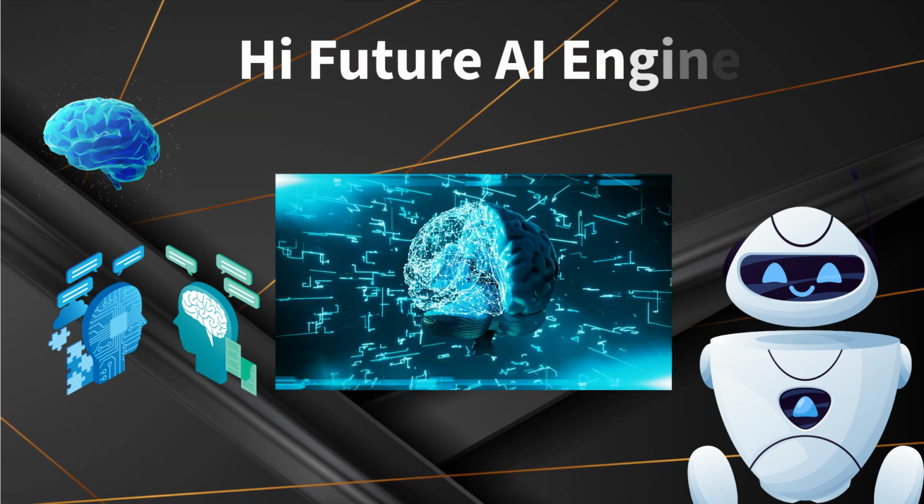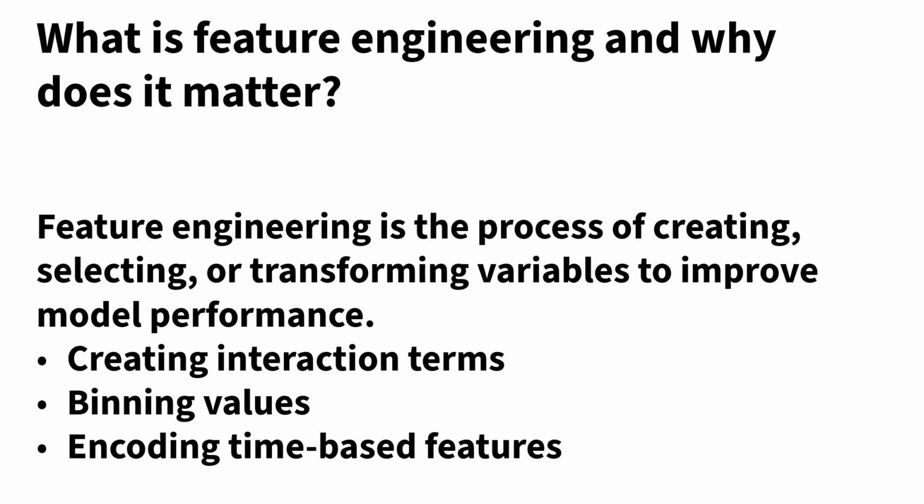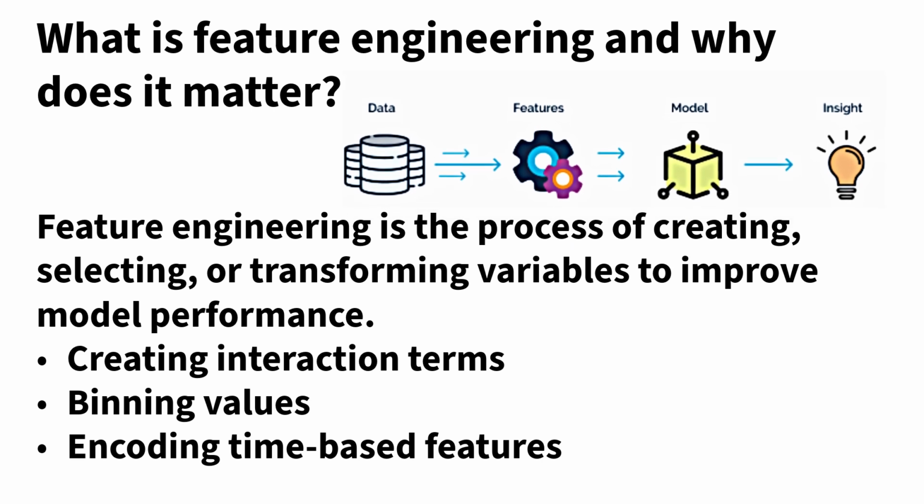What is feature engineering and why does it matter? Algorithms learn from data, but feature engineering tells the data what to say. Feature engineering is the process of creating, selecting, or transforming variables to improve model performance. It is where domain knowledge meets data science.